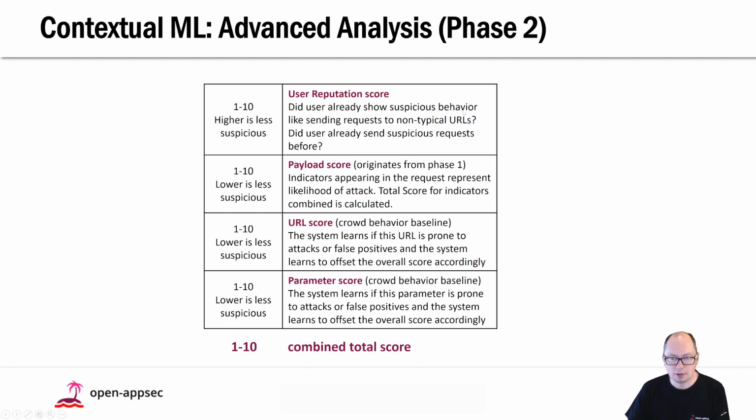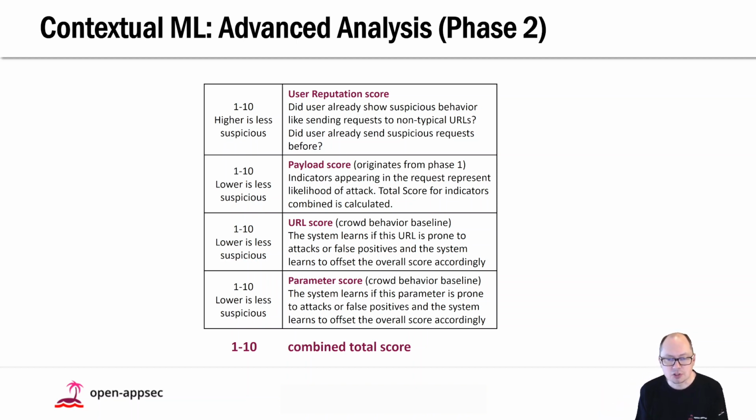Taking all those different contexts together, the reputation score, the payload score originating from phase one, the URL score, and also the individual parameter scoring, this allows the engine, as a result of phase two, to come up with a combined total score. Depending on that combined total score, which says how suspicious this request is to actually be an attack, the engine strongly reduces false positives at this stage by looking at all those additional contexts.